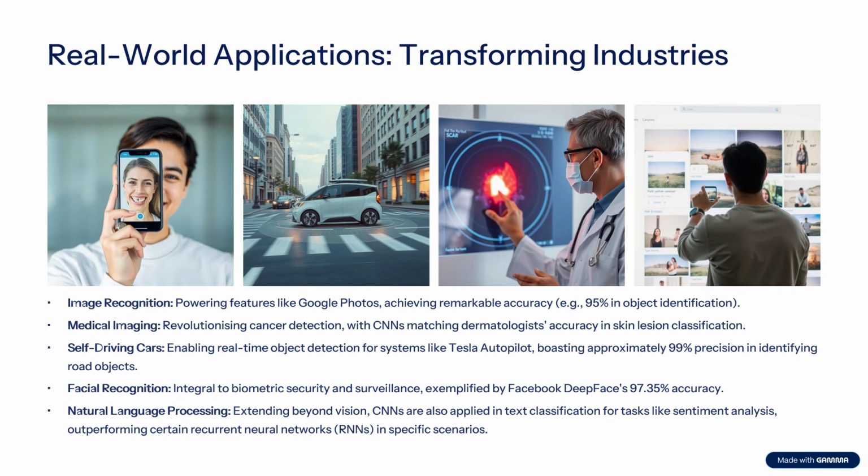Facial recognition, integral to biometric security and surveillance, exemplified by Facebook DeepFace at 97.35% accuracy. Natural language processing, NLP, extending beyond vision. Convolutional neural networks are also applied in text classification for tasks like sentiment analysis, outperforming certain recurrent neural networks in specific scenarios.